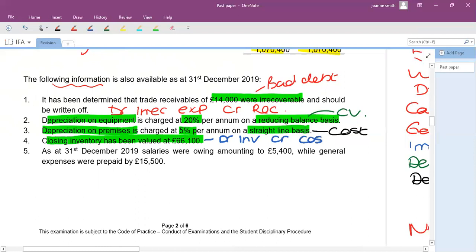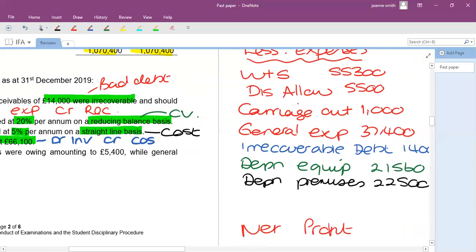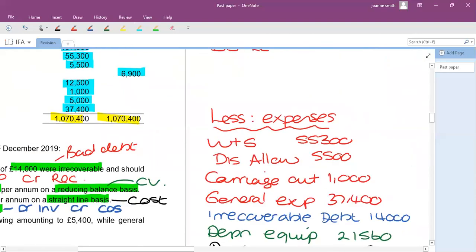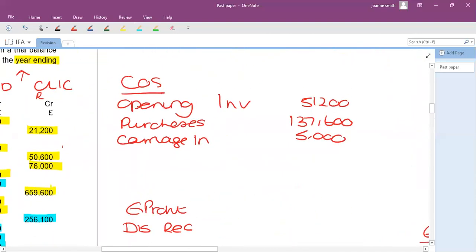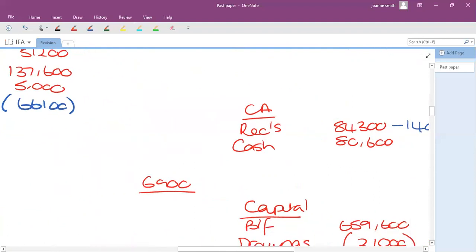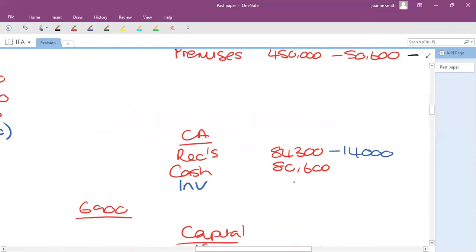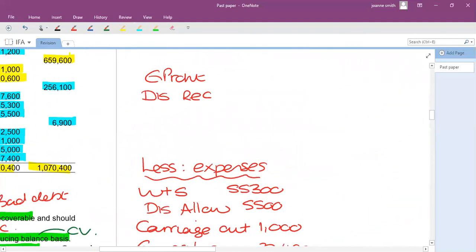So it's saying of the goods that we bought during the year, some of these we have still got in the warehouse. So closing inventory, we're going to reduce the cost of sales. And we're going to put it in the SFP. So the SFP only has closing inventory. It doesn't have all of your inventory.